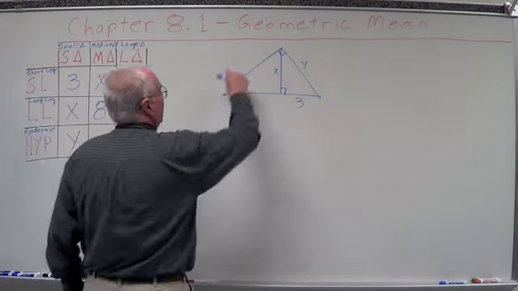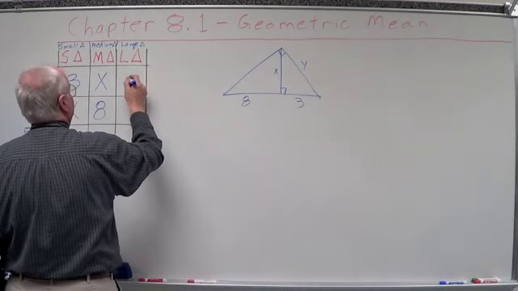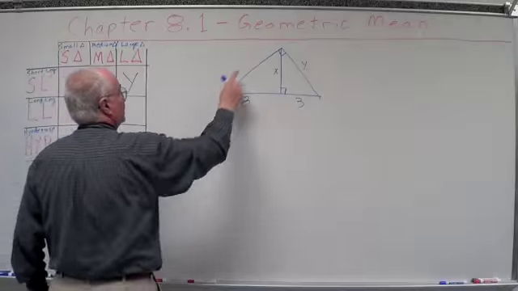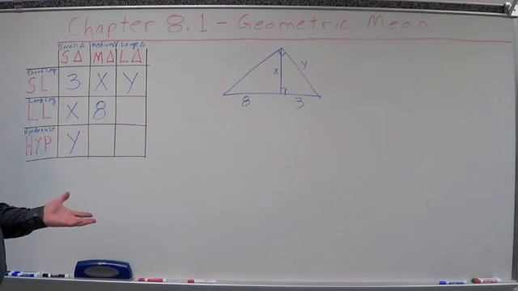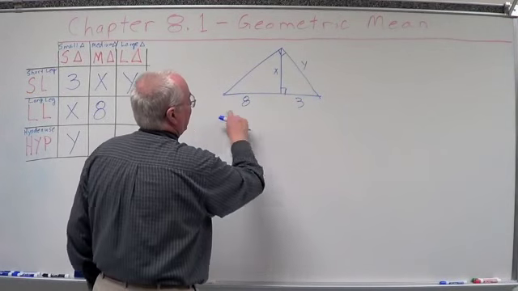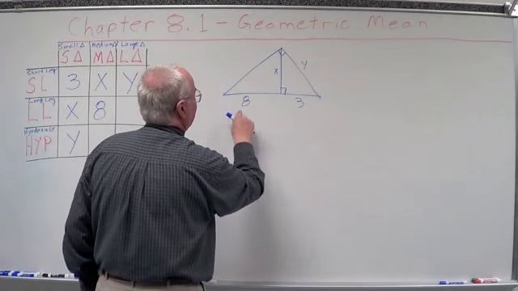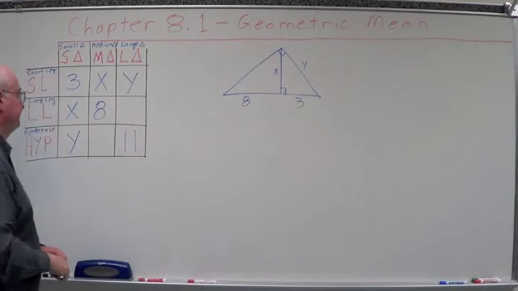Now let's look at the large triangle. What's the short leg? The short leg is y. What's the long leg? We don't know. It's blank. Have no idea. Now, what is the hypotenuse? Add this whole thing together. We get 8 plus 3 is 11.